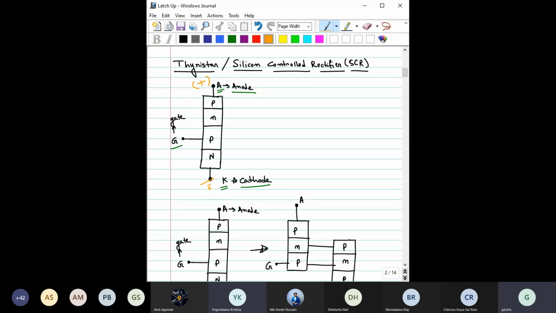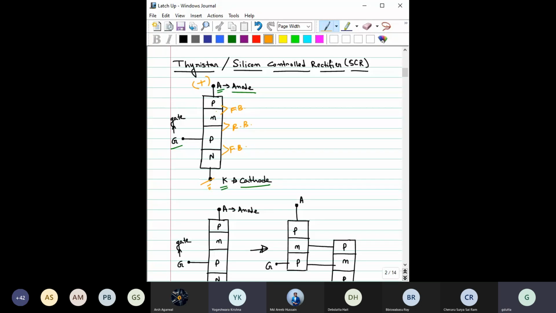Okay. When you have applied positive voltage to this anode, what will happen to this PN junction? This PN junction is in forward bias. Do you agree with me? This PN junction is forward bias. What about this PN junction? This is also forward bias, right? What about this PN junction? This is in reverse bias, right?